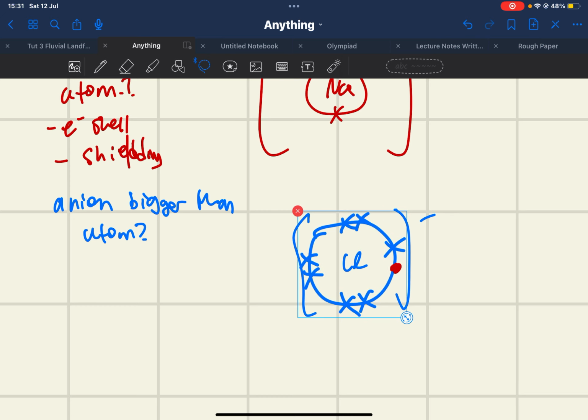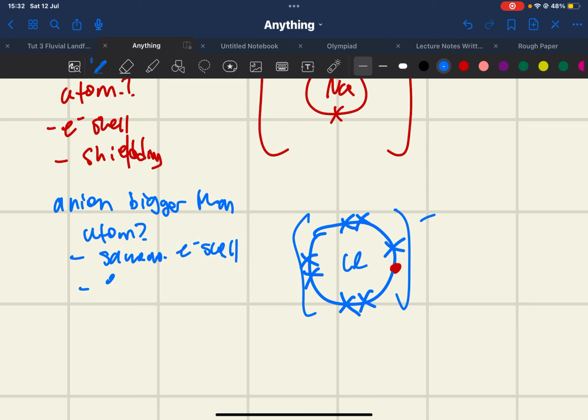It actually becomes slightly bigger. Okay, slightly bigger means what? The distance between the nucleus and the shell actually increases. So that means there is weaker attraction, right? So this is the same number of electron shells, but further distance from the nucleus. Why? Because of additional repulsion. What's repulsion?